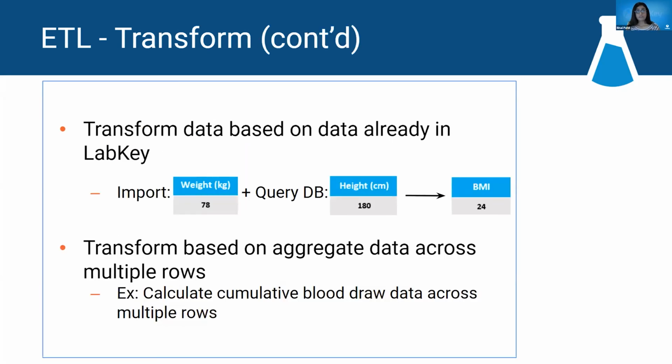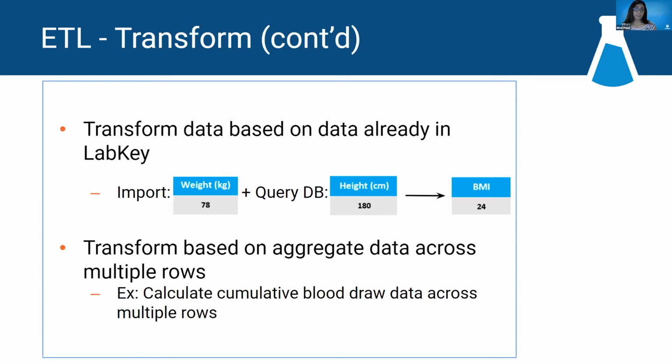You can also transform the data based on data already in LabKey. What that means is that, let's say there is incoming weight data from the external server, and there is height data already stored in LabKey. So you can query that height table, the table that has height data, and create a new column called BMI, body mass index.